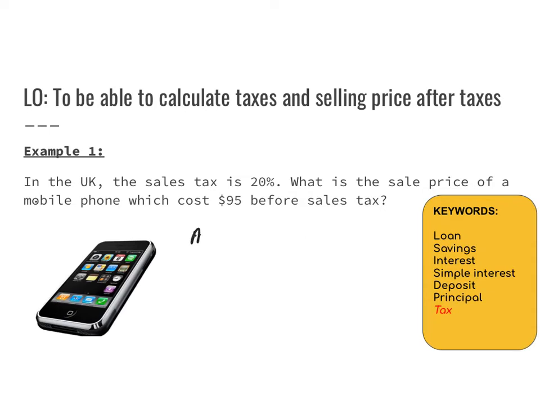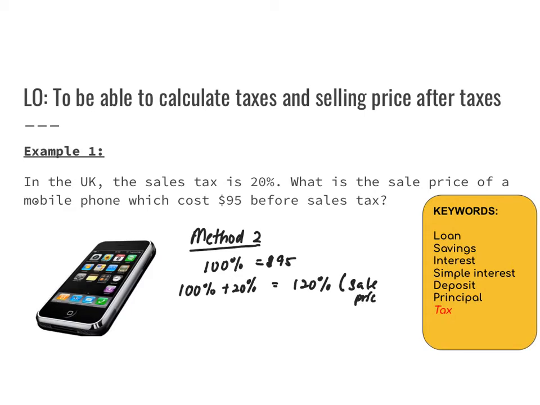Now, there is another method that you can use to work this out. Whatever the original price is, that represents 100%. So 100% here is actually $95. But how much are we actually paying, or what percentage do we need to pay? Now we need to pay an extra 20%. So 100% plus another 20% would be 120%. Now this 120% is what we need to pay, and that's the sale price.